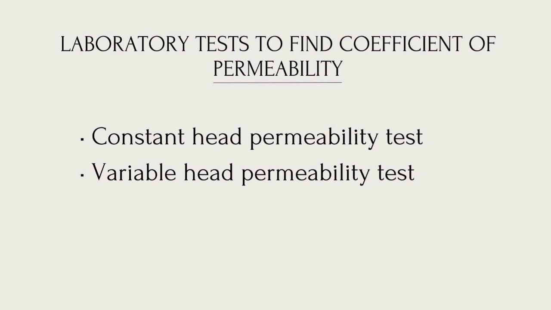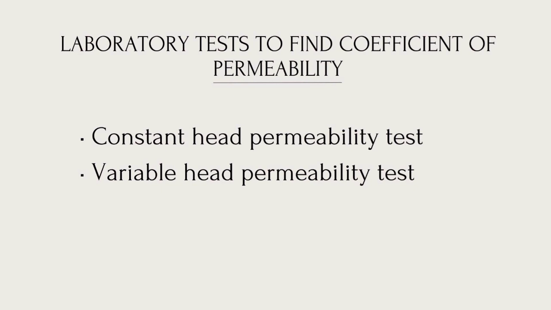Now, coming to the next topic, the laboratory tests to find the coefficient of permeability. The first one is the constant head permeability test. It is a common laboratory testing method used to determine the permeability of granular soils, like sands and gravels containing little or no silt. This testing method is made for testing disturbed granular soil samples. It involves flow of water through a column of cylindrical soil sample under a constant pressure difference.